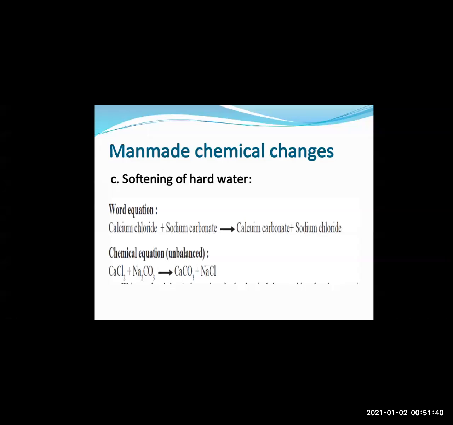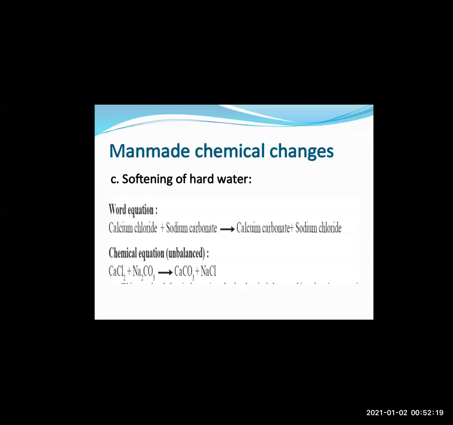This reaction can also take place with the help of magnesium. Instead of calcium, you can also use magnesium. Wherever calcium is there, you have to change it with magnesium, that is Mg. So the reaction will be magnesium chloride plus sodium carbonate gives magnesium carbonate plus sodium chloride. That is MgCl2 plus Na2CO3 gives MgCO3 plus NaCl.